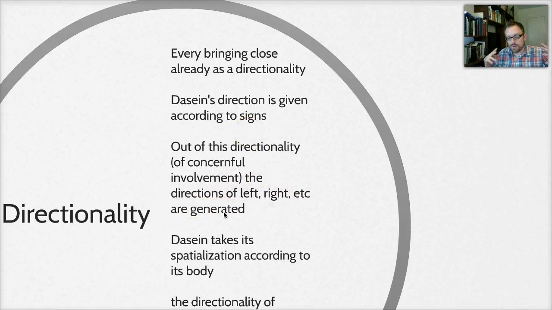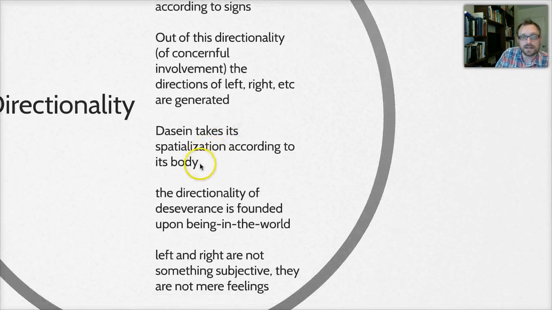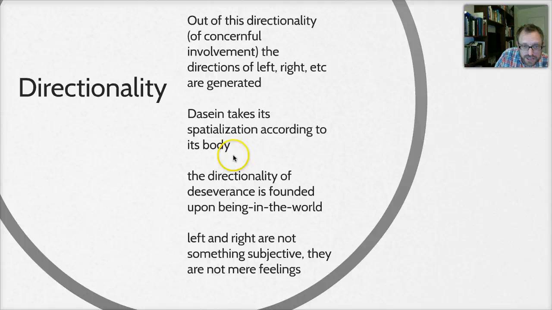So these, what we can consider to be the present-at-hand directionalities, like left and right, up and down, right? These things which appear to be three dimensions in space and all of this, these are grounded within Dasein's phenomenological sense of directionality and spatiality, right? That's where they're generated from. Dasein takes its spatialization according to its body, and the directionality of dis-severance is founded upon Dasein's being in the world, upon Dasein's doing something in the world, factically, right?